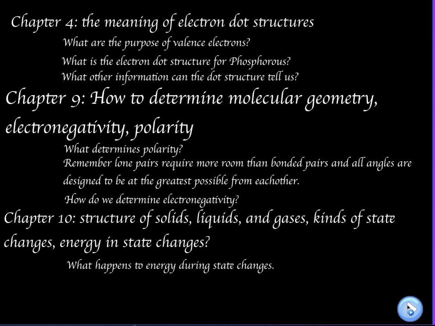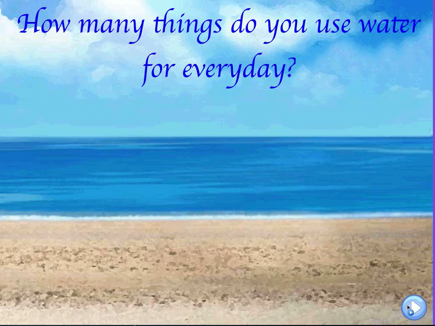So what determines polarity? Remember, lone pairs require more room than bonded pairs, and all angles are designed to be at the greatest possible point from each other. So how do we determine electronegativity? That's also one of your reviews. In Chapter 10, we want to know the structures of solids, liquids, and gases, and the kinds of state changes and energy in state changes. So what happens to energy during state changes, basically?